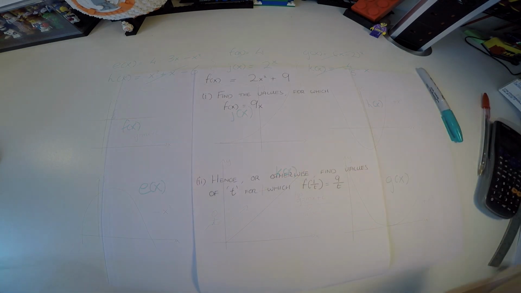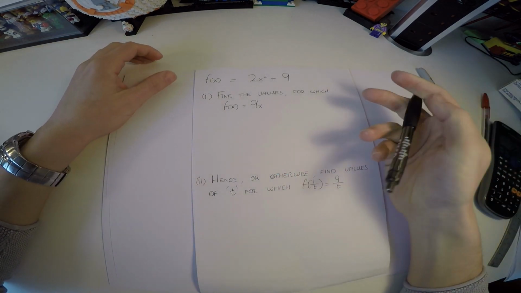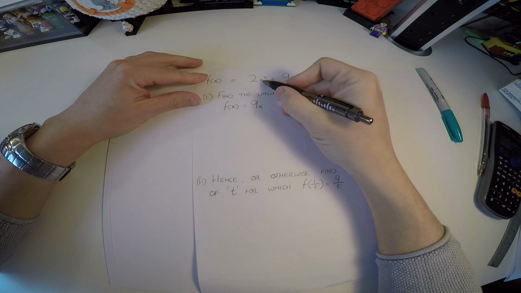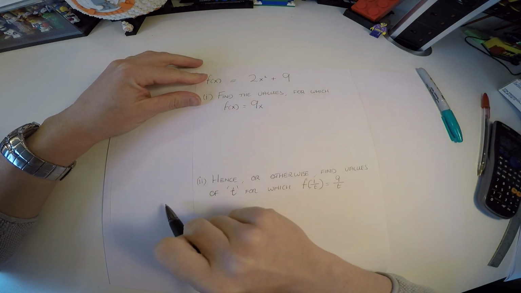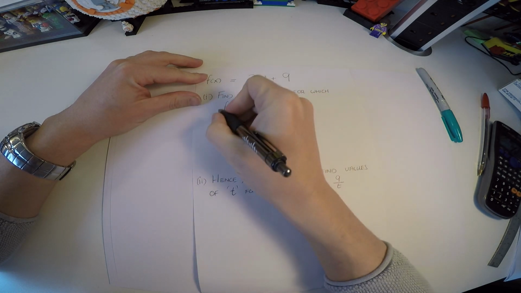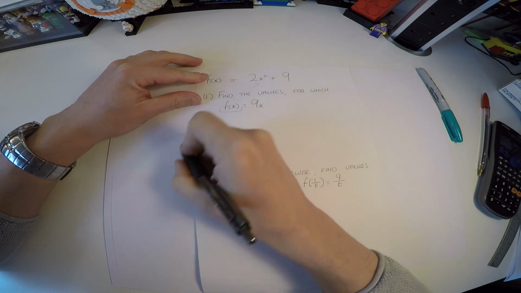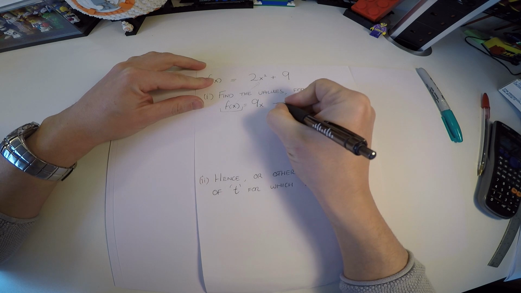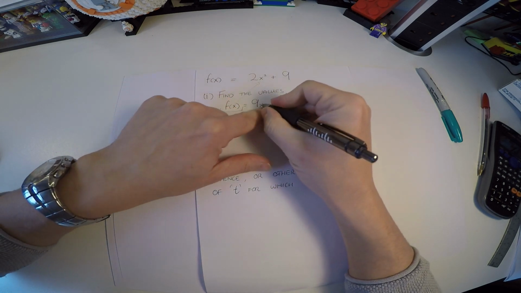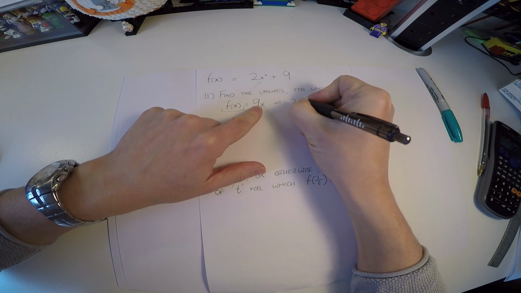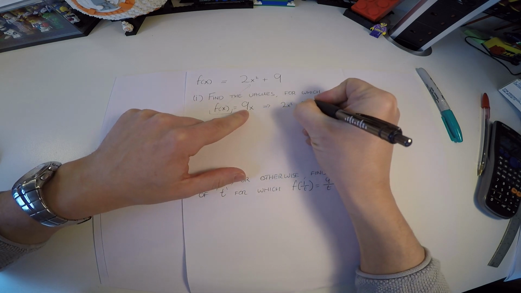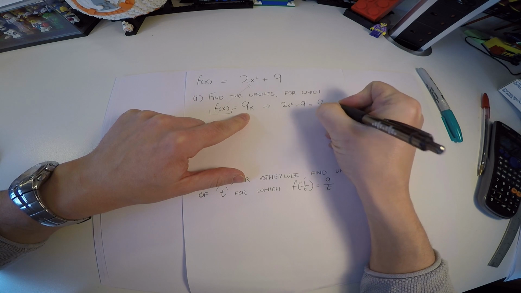That's it. Now, the next question then says, f of x, some function, is equal to 2x squared plus 9. Find the values for when f of x is equal to 9x. Well, we know what f of x is. F of x is this stuff here, because we said f of x is equal to that stuff. So the first thing let's do is let's set f of x equal to 9x. So that tells us that f of x being 2x squared plus 9 must be equal to 9x.